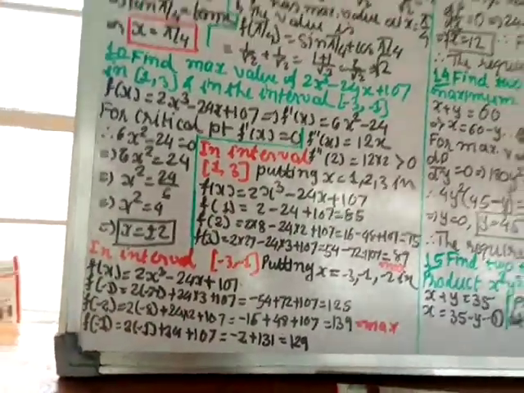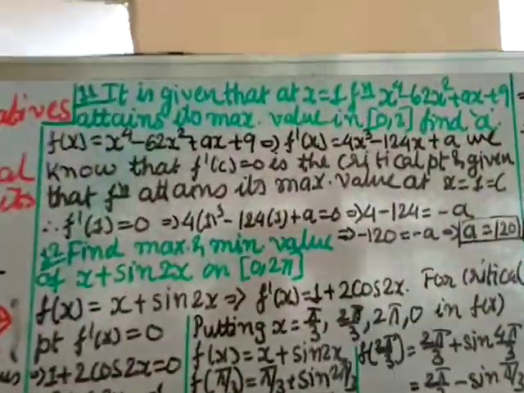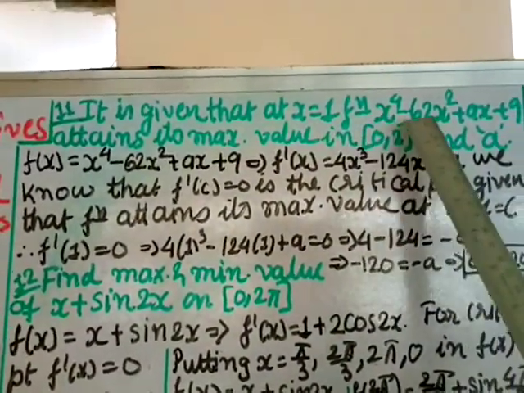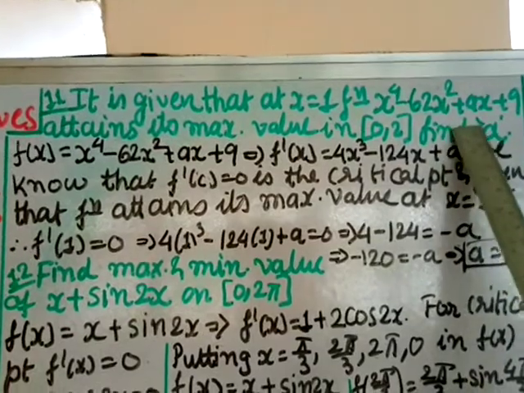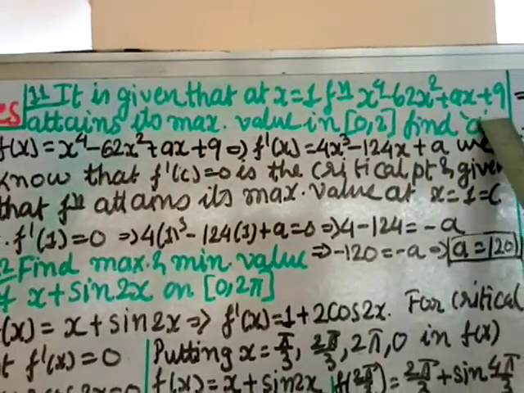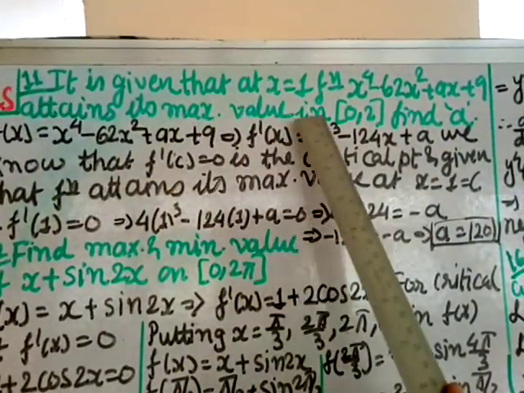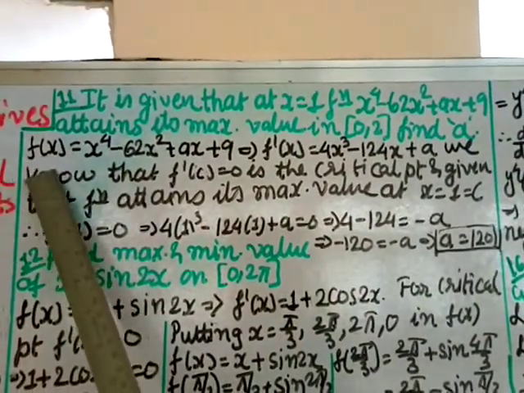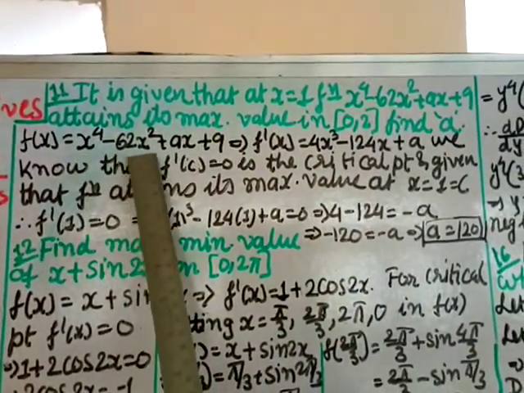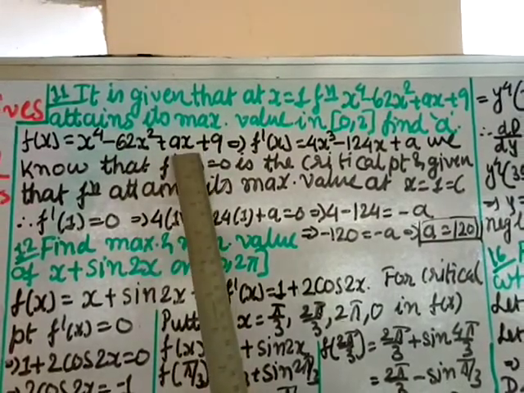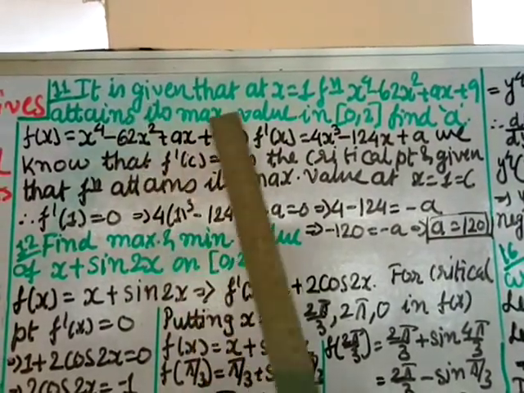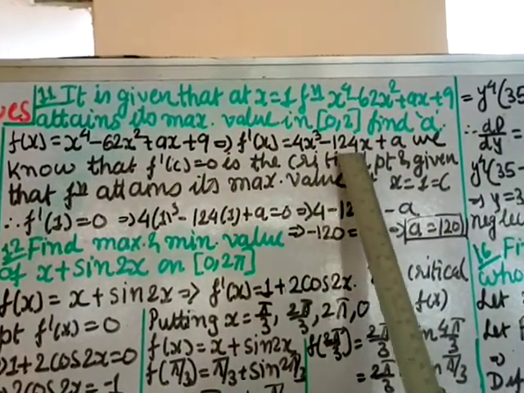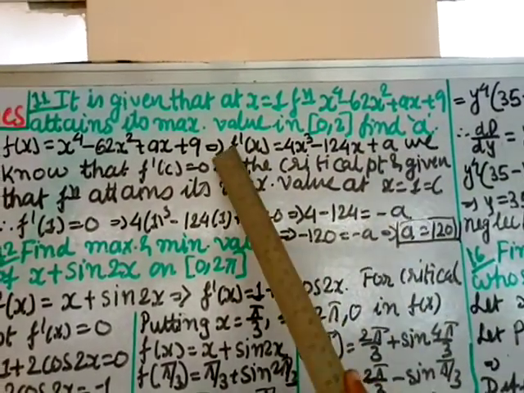Question number 11. It is given that at x equal to 1, the function x power 4 minus 62x square plus ax plus 9 attains its maximum value in the closed interval 0 to 2. Find the value of a. So you write first your function, x power 4 minus 62x square plus ax plus 9. Differentiate. When I differentiate, I get 4x cube minus 124x plus a, which will be 0.